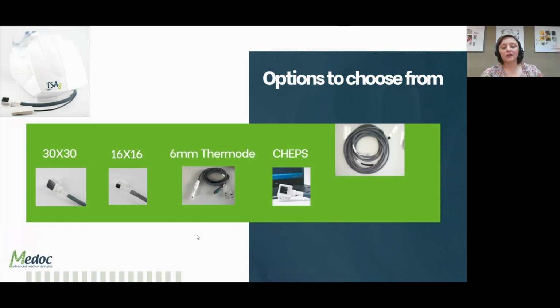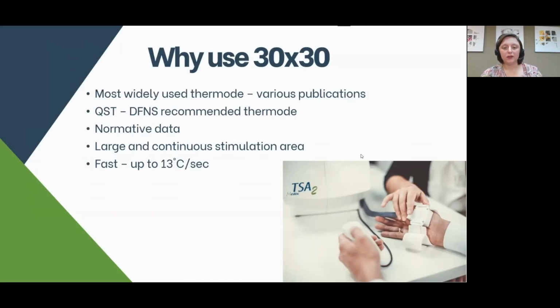And then with some of these thermodes, you can purchase the fMRI configuration of it. You can see it has a very long cable, because you need to go inside the scanner and you need this length to be able to cross the penetration panel and have the thermode inside the scanner and the device outside. And you can have two of these and work with two thermodes simultaneously. So let's start with the 30 by 30.